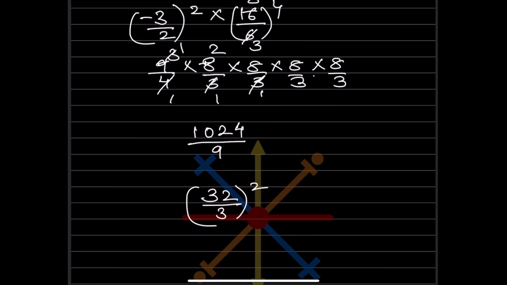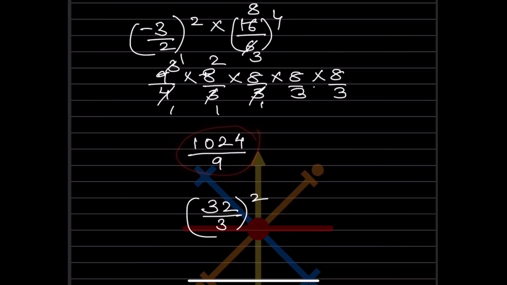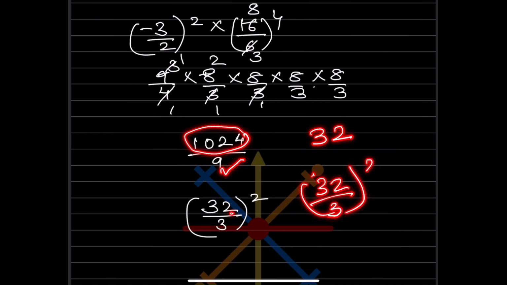So this can also be written as, so now this is the perfect square of 32. And this is the perfect square of 3. So we can also write here 32 by 3 because both are squares. So we can also write this one.